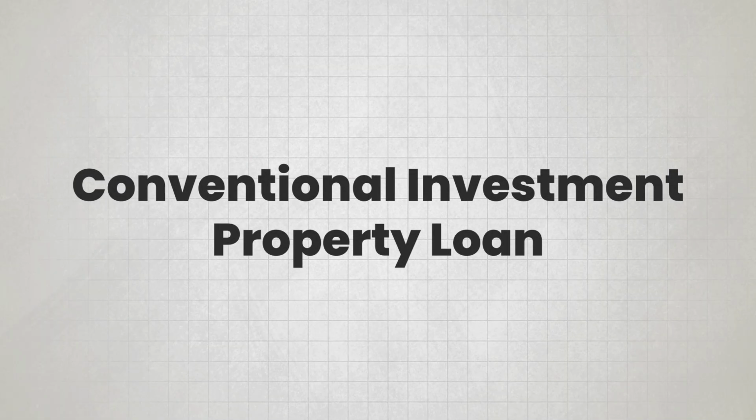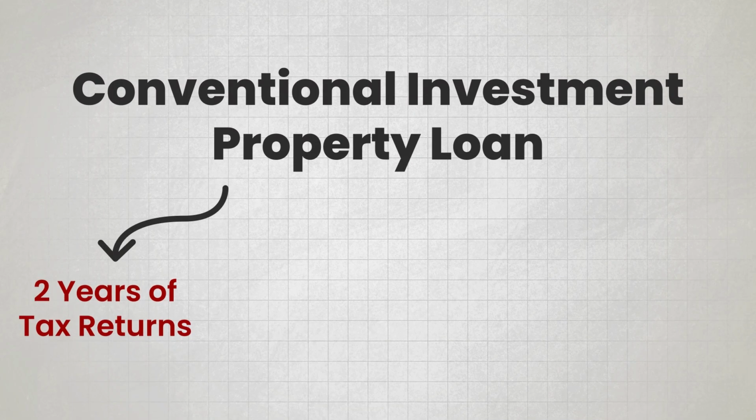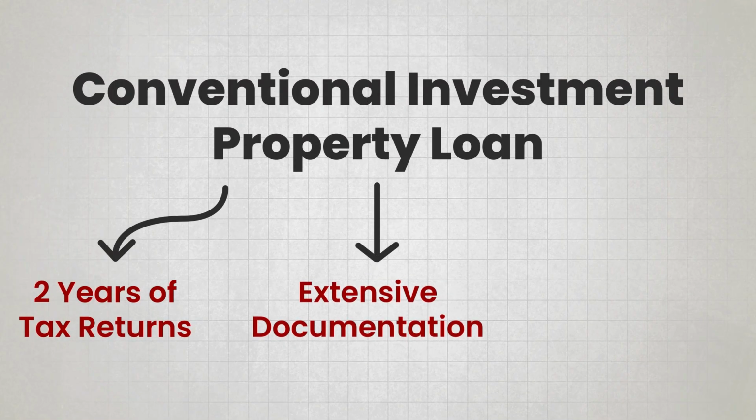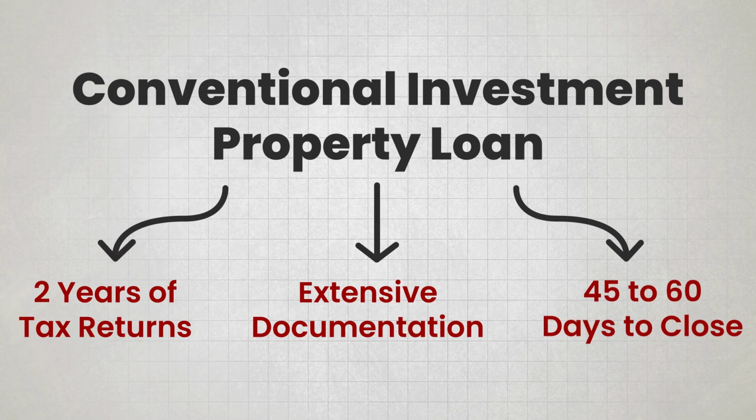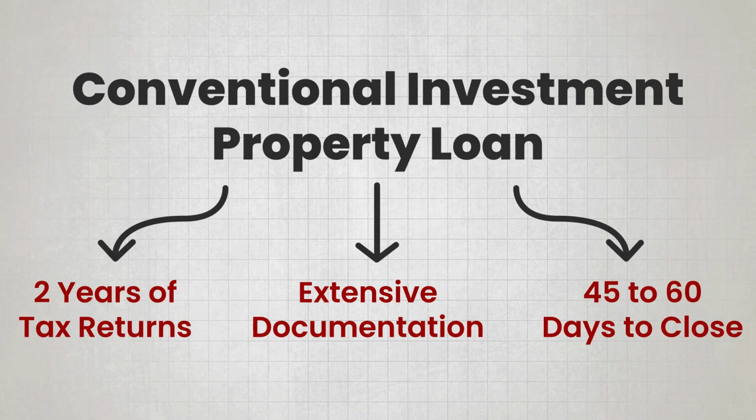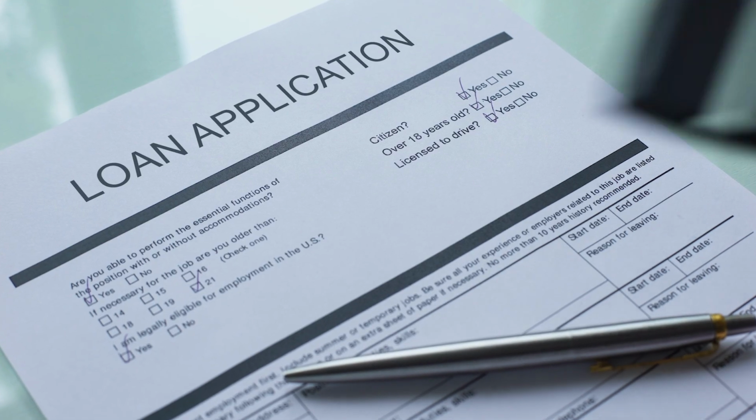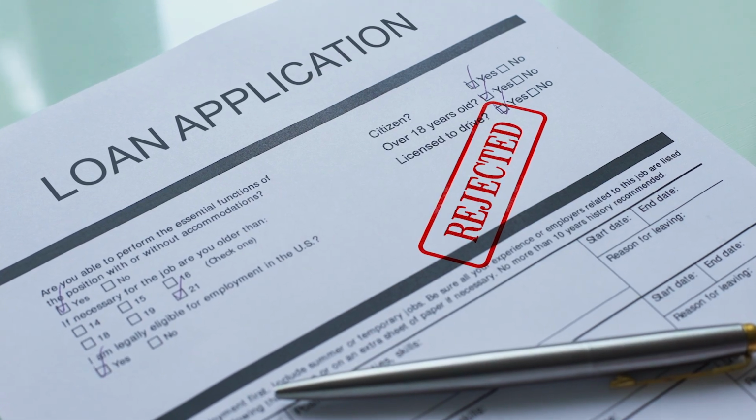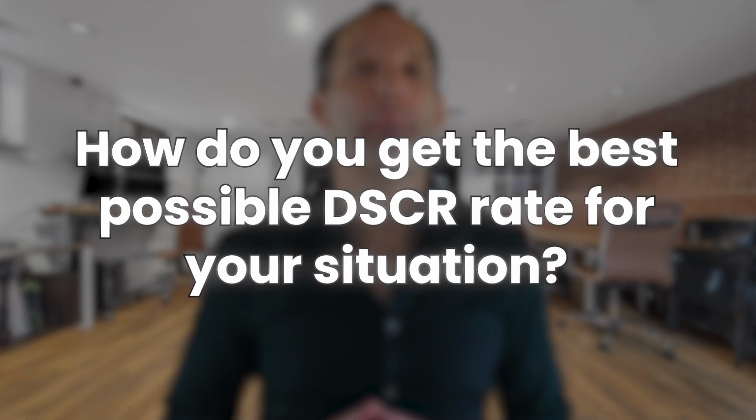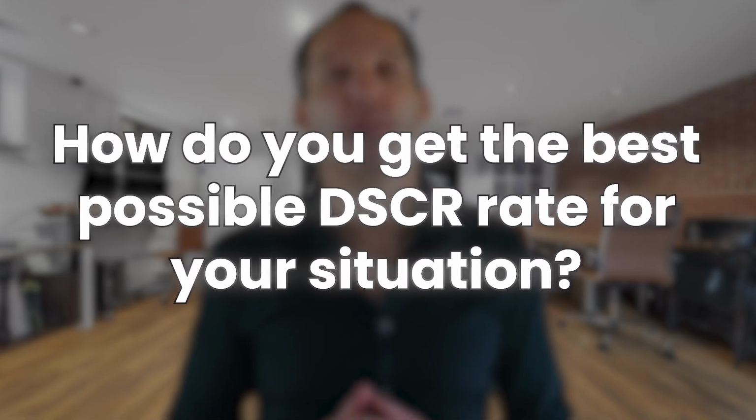And that premium, it's often worth every penny, because a conventional investment property loan still requires 2 years of tax returns, extensive documentation, and can take 45 to 60 days to close, if it closes at all. I can't tell you how many investors have come to me after a bank canceled their deal at the last minute because of some documentation issue. The real question isn't why are DSCR rates higher. The real question is, how do you get the best possible DSCR rate for your situation?